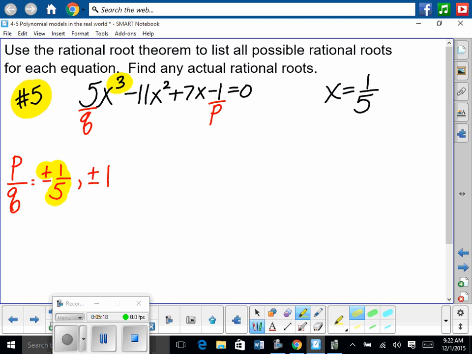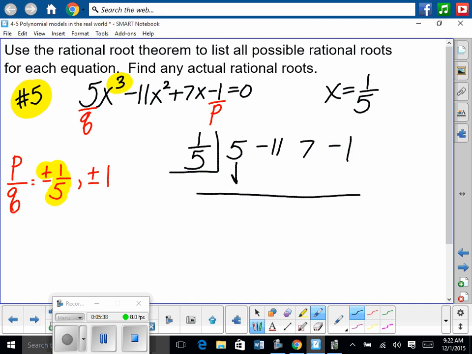So let's do the same thing we just did. We're going to use our rational root, do synthetic division. It looks scarier than it is. Watch how easy this goes. It goes pretty smooth. So we set up our root in our box. So we set up 1/5. Then we put our coefficients, 5, -11, 7, and -1.